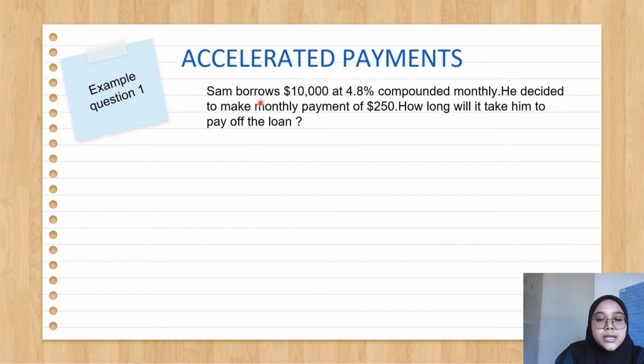Sam borrows $10,000 at 4.8% compounded monthly. He decided to make a monthly payment of $250. How long will it take him to pay off the loan?